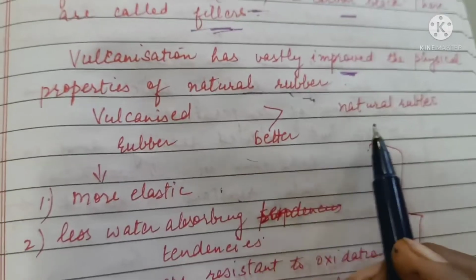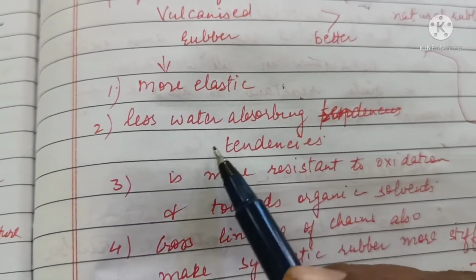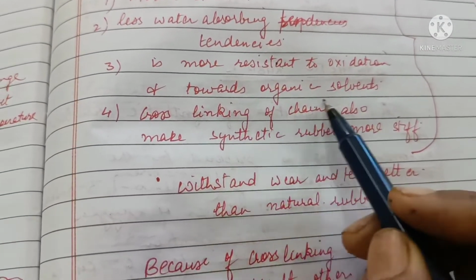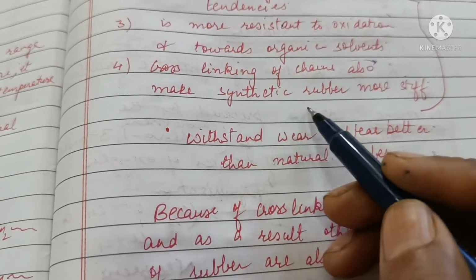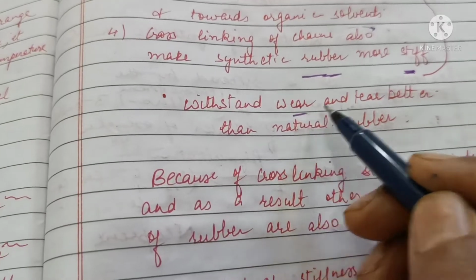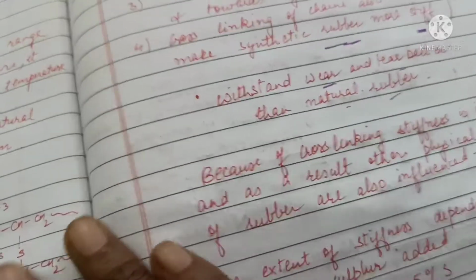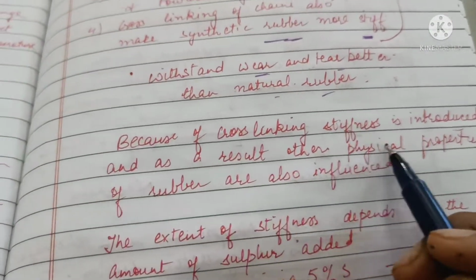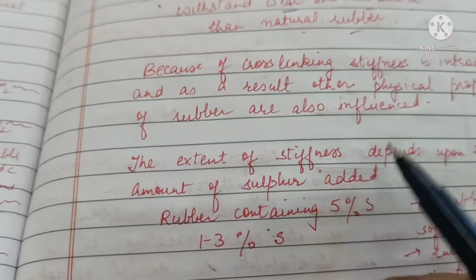Vulcanized rubber is better than natural rubber in being more elastic, having less water absorbing tendency, and being more resistant to oxidation and towards organic solvents. The cross-linking of chains makes the rubber more stiff. It can withstand wear and tear better than natural rubber. Because of cross-linking, stiffness is introduced, and as a result, other physical properties of rubber are also influenced.